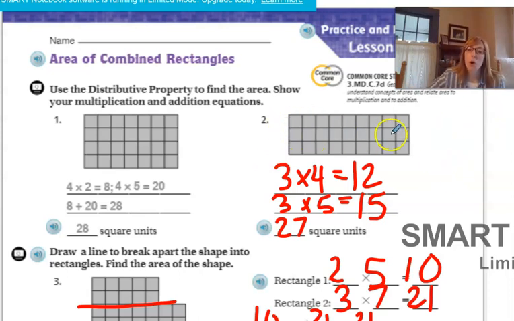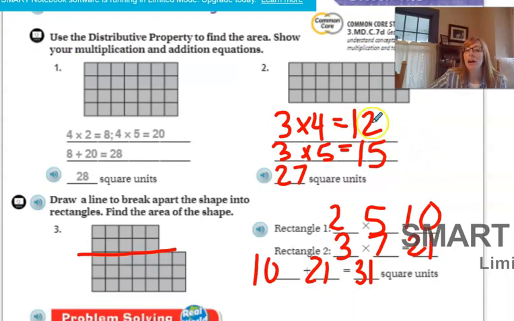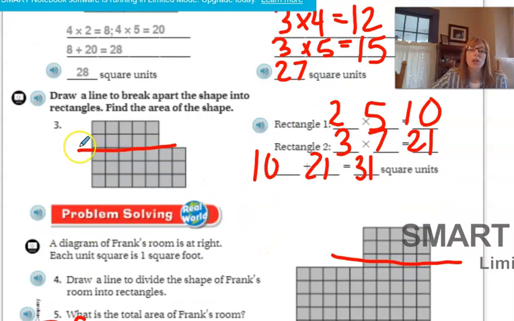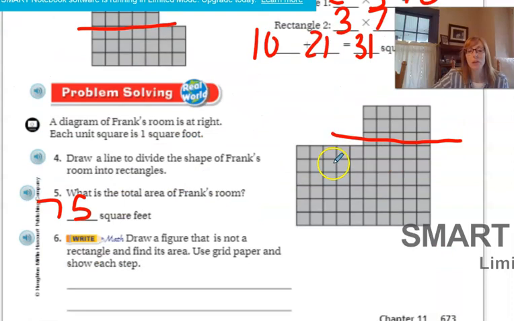So if you broke these apart, you could break it right down and you could have 3 groups of 4 and 3 groups of 5, and then you would have 12 when you had the 3 groups of 4 plus the 3 groups of 5, which was 15, and that gave you a total of 27. Going down below, you had to break it apart. Now you got to break it apart any way you wanted, but as long as you came up with the same total. I did mine 2 groups of 5, which gave me 10, and 3 groups of 7, which gave me 21. I have to add them all together, okay? So 10 plus 21 gave me 31 square meters.